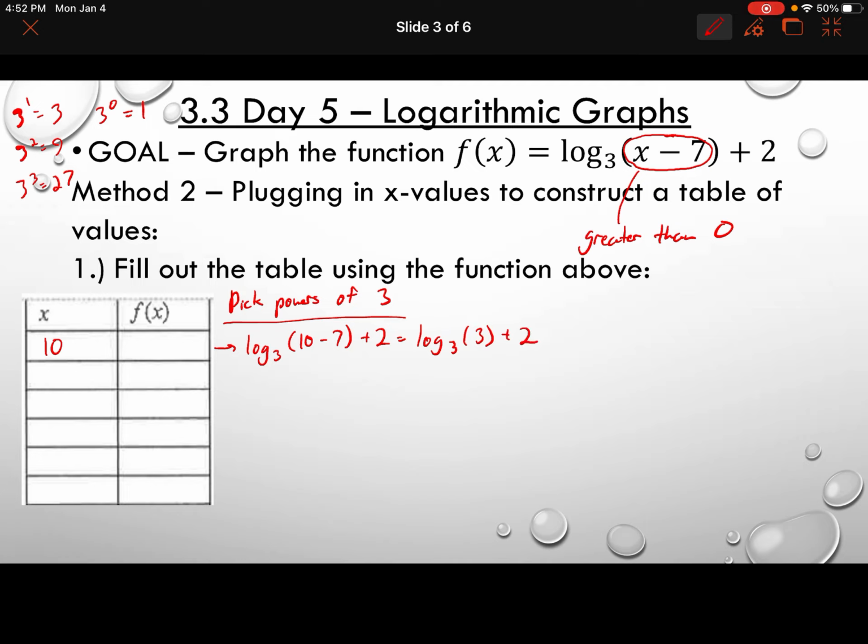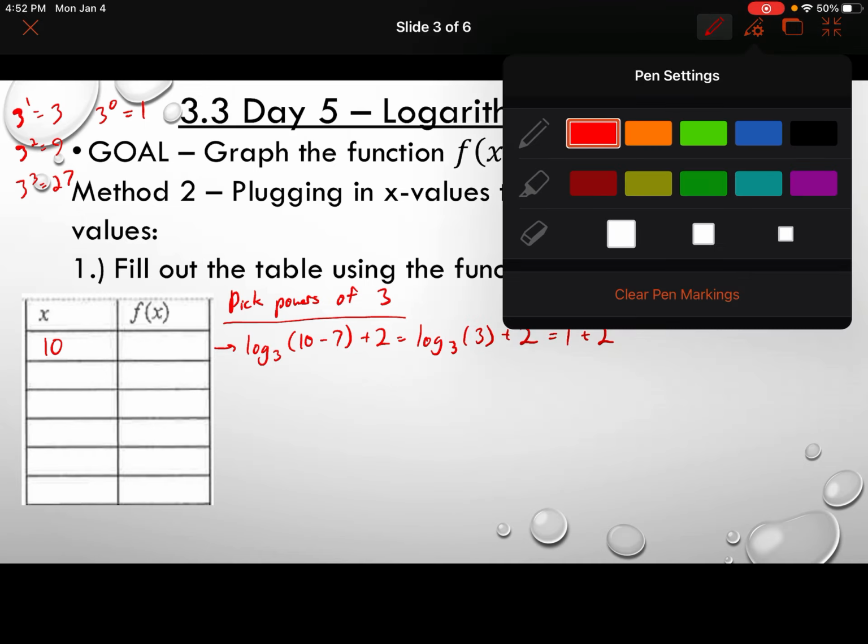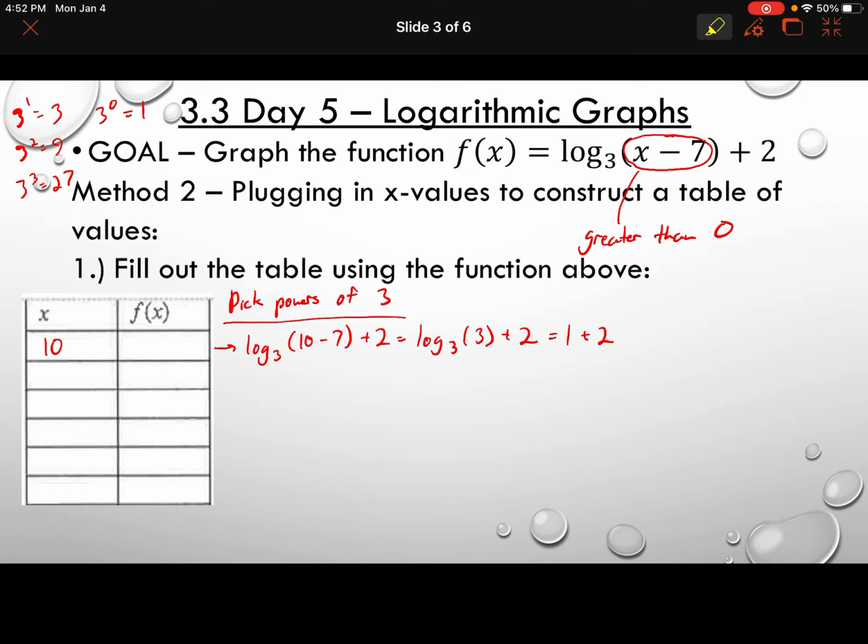Well, how does that help us? Well, log base 3 of 3 can be easily evaluated. Yes, you can just plug it into a calculator, perfectly fine, but it can be easily evaluated. Log base 3 of 3 is actually 1.